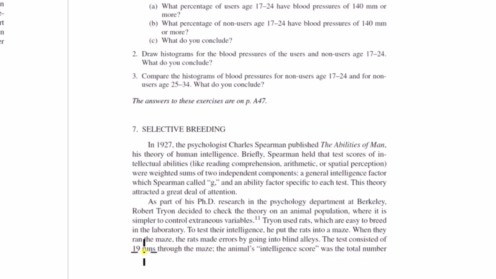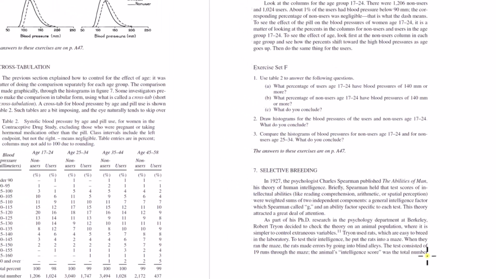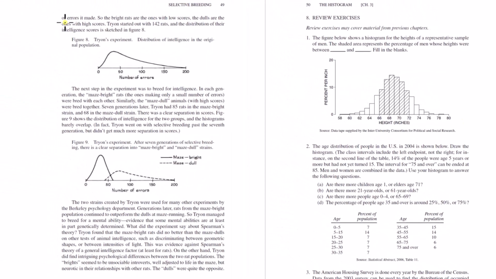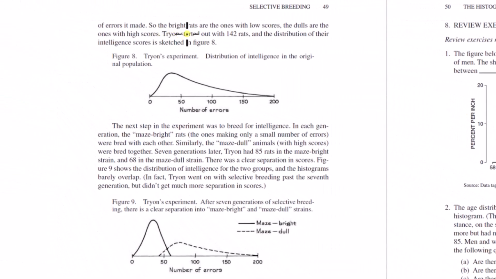The test consisted of 19 runs through the maze. The animal's intelligence score was the total number of errors it made. So the bright rats are the ones with the low scores. The dulls are the ones with the high scores. Tryon started out with 142 rats, and the distribution of their intelligence scores is sketched in Figure 8.